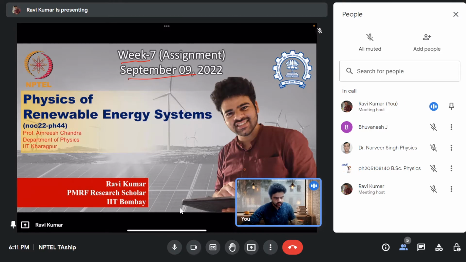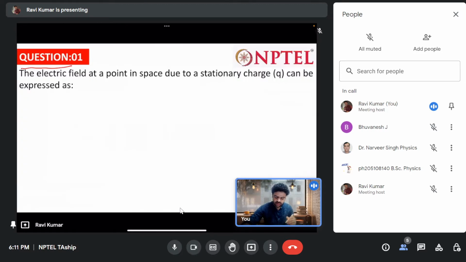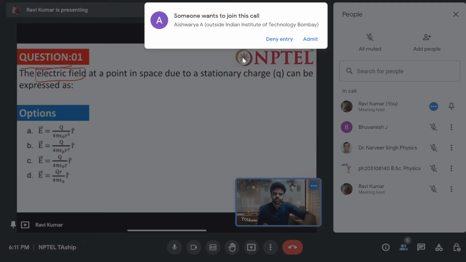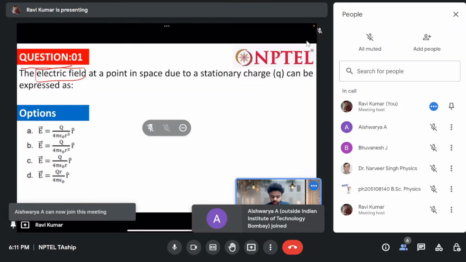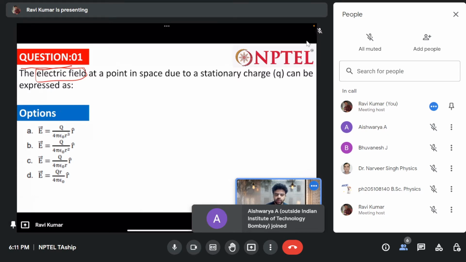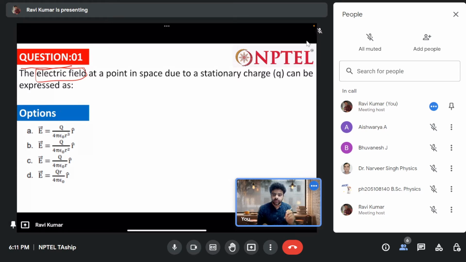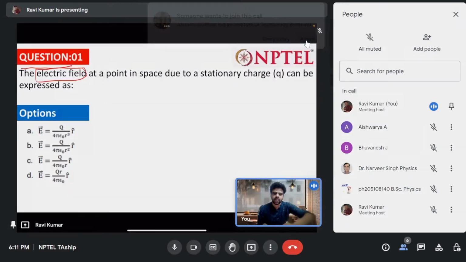So let's proceed with the first question, which says the electric field at a point in space due to stationary charge Q can be expressed as. So these are the options. You just need to tell me the formula or the expression for electric field. So A, B, C and D, which of them represents the electric field or formula for electric field?